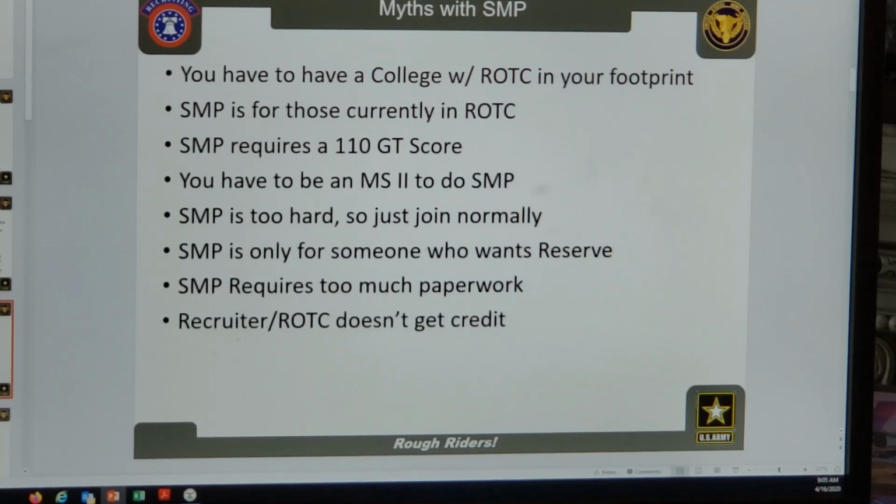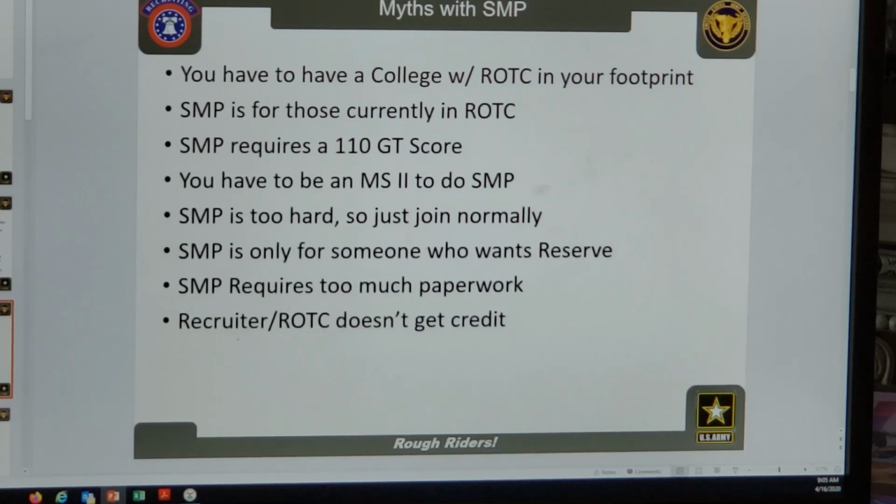Myth number 2, SMP is only for those currently in ROTC. No, there are two types of SMP candidate. You have a potential participant, and then you have your contracted participant. A potential participant might not even know what an ROTC is. They don't have to be in ROTC at all or have any affiliation with ROTC prior to you meeting them to go SMP.